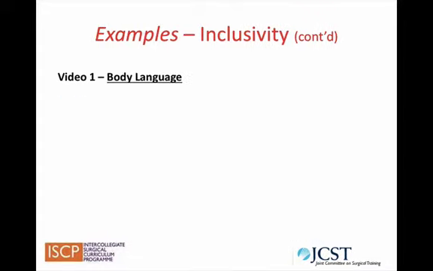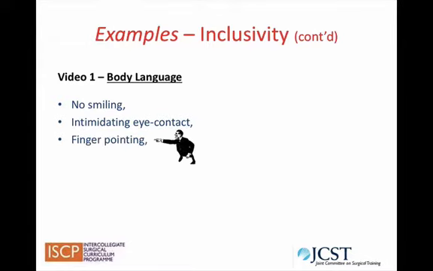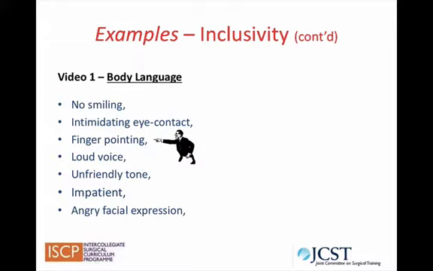But what about the body language in the two videos? You can see in video 1 examples of bad body language. The consultant does not smile, his eye contact is intrusive, and he even points his finger at the trainee. His voice is loud with an unfriendly, even at times aggressive tone. He's impatient with an angry facial expression, and often his body language is confronting.